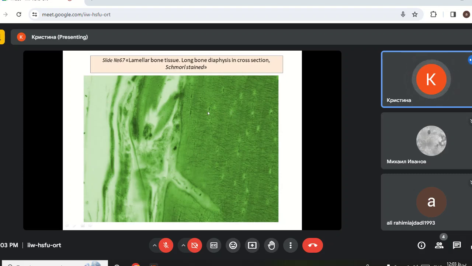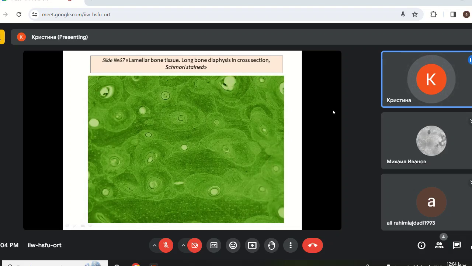But here you can see the darkly stained body of the osteocyte. It is located inside a lacuna, and from the osteocyte its processes go in all directions. The processes of this one osteocyte are connected to the processes of another one here, and the processes of this osteocyte are connected to the surface of the bone, and they receive nutrition from the blood capillaries of the periosteum. And you can trace the processes leading to all the osteocytes.